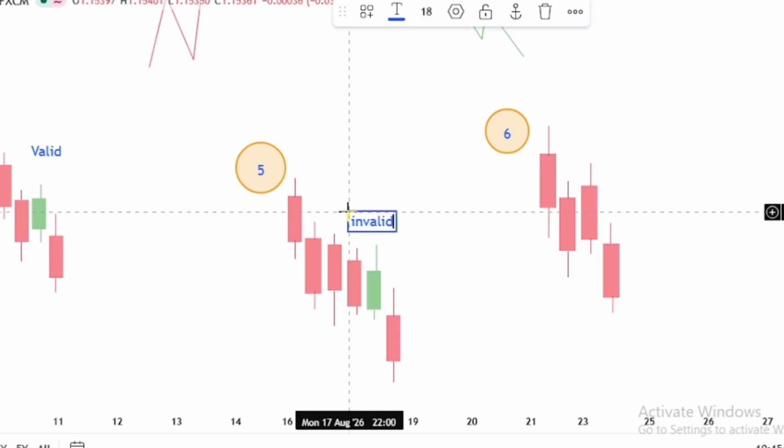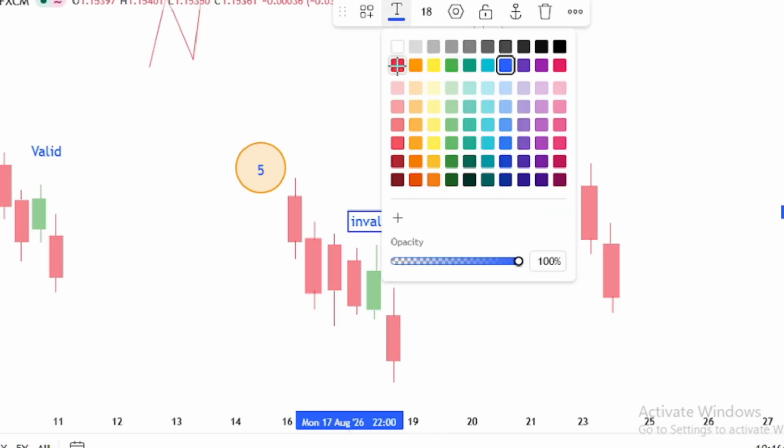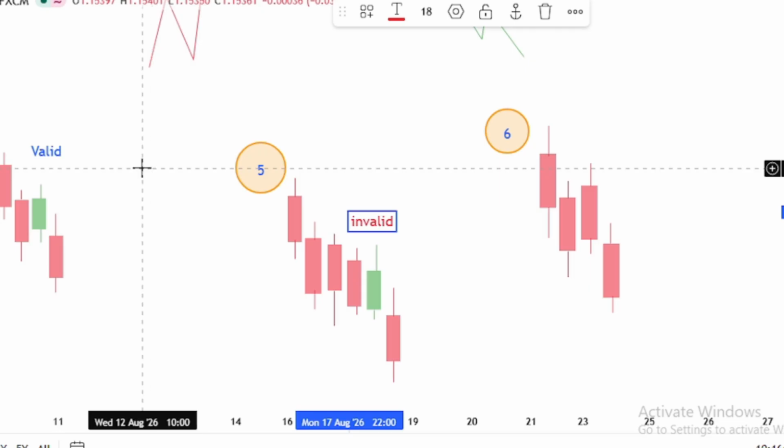Invalid. Change the color to red. I hope you understand the logic behind this.